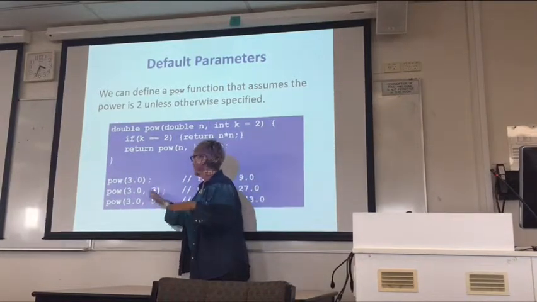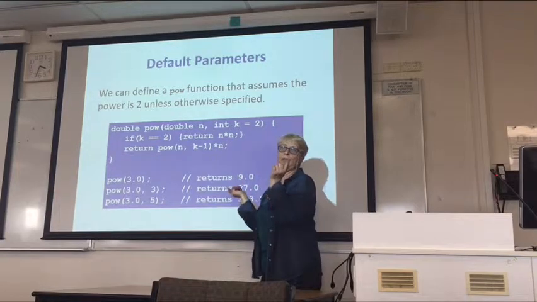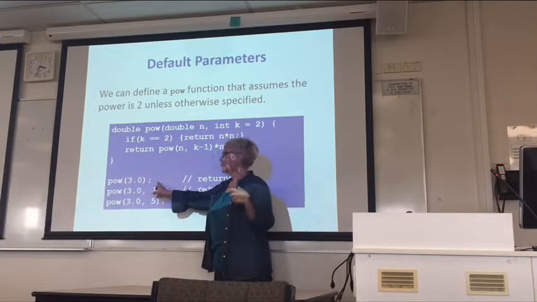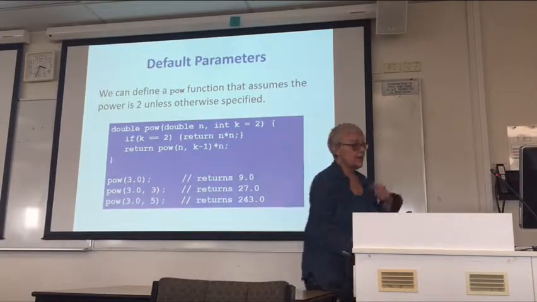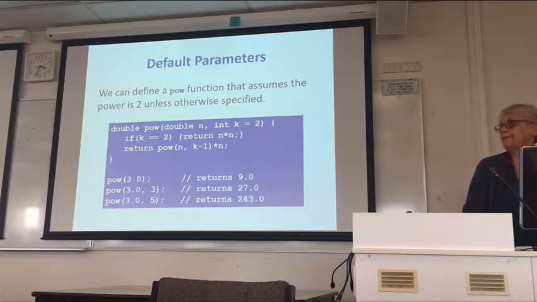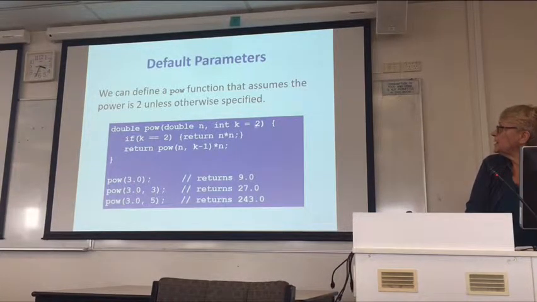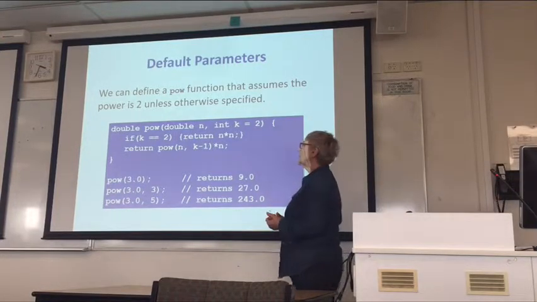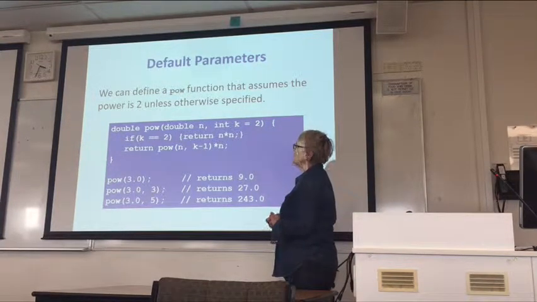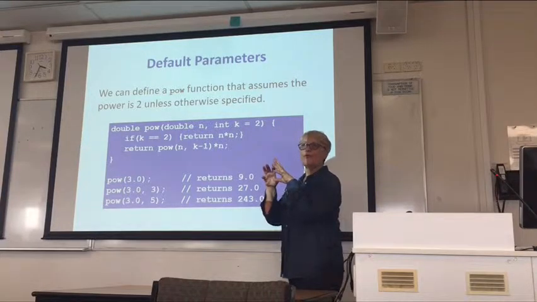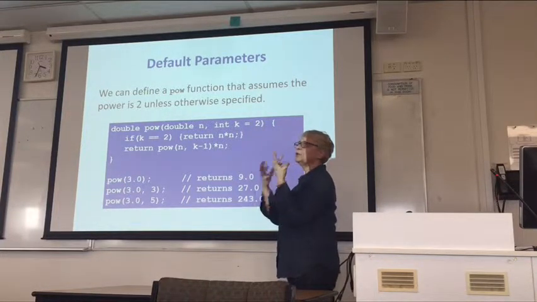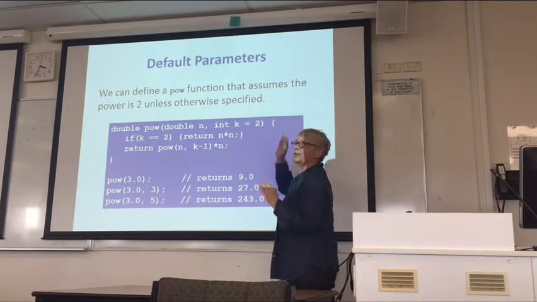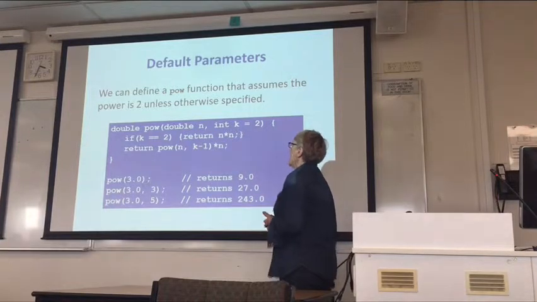But we can ask the system to override that value. So if we want to compute 3 to the power 3, we pass another argument, or 3 to the power 5. We will see that these default parameters are very useful when talking about initialization of types. Most numerical types are initialized with 0, so we will have default values set to 0.